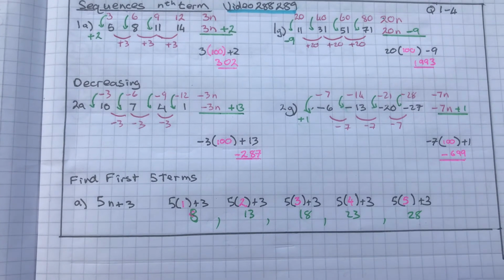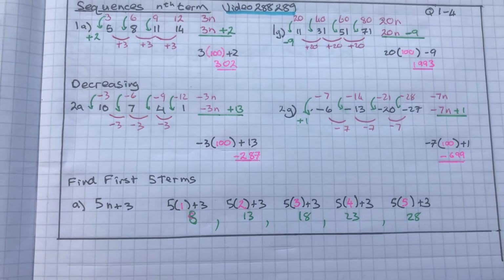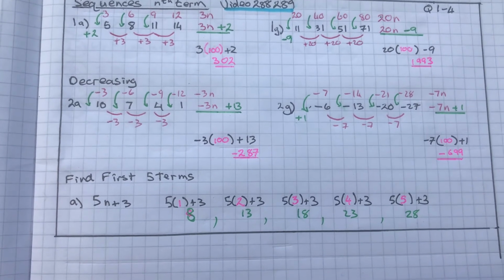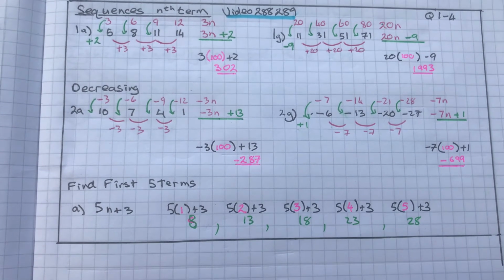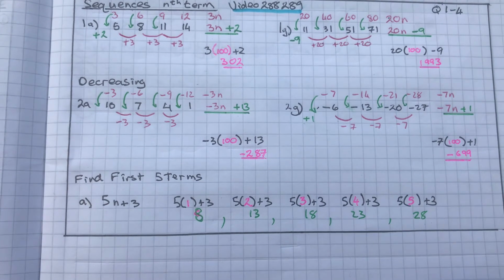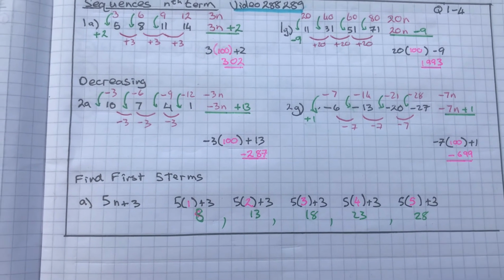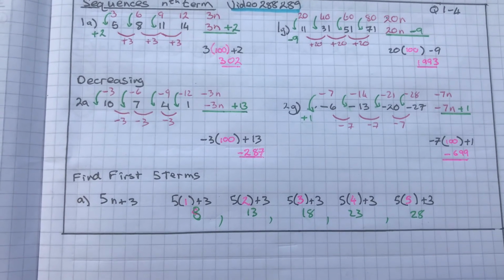And if I look at 2g, minus 6, minus 13, minus 20, they're all negative, but they are going down 7. So it is my minus 7 times table, which is minus 7, minus 14, minus 21. What do I do to minus 7 to make it minus 6? I add 1. So the rule is minus 7n plus 1.